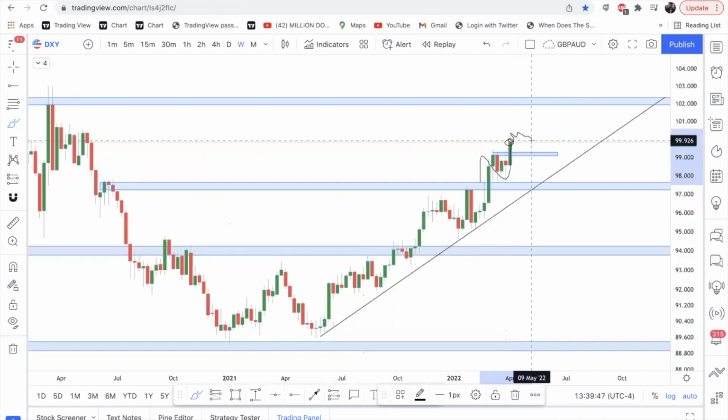So from a weekly perspective, I'm anticipating the dollar to eventually roll back up towards 102. Really anywhere from 100, 100.5 or so to 102, the top of supply.